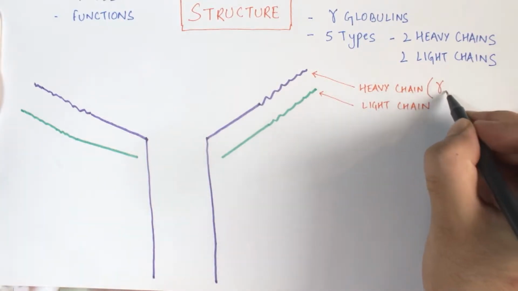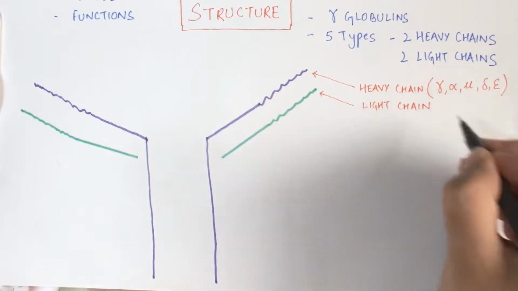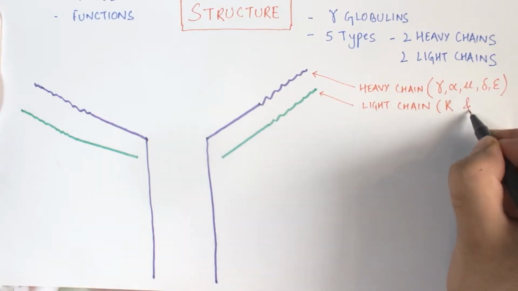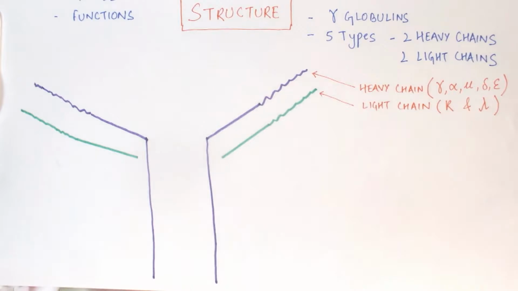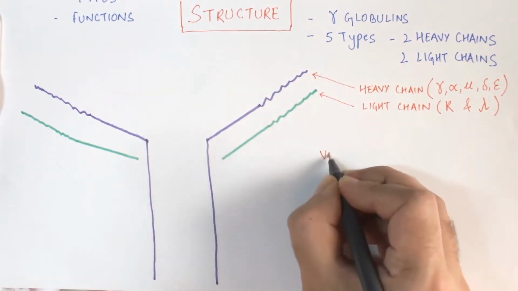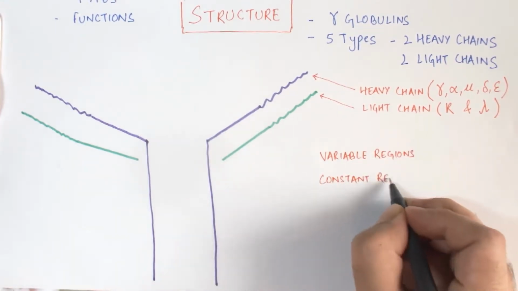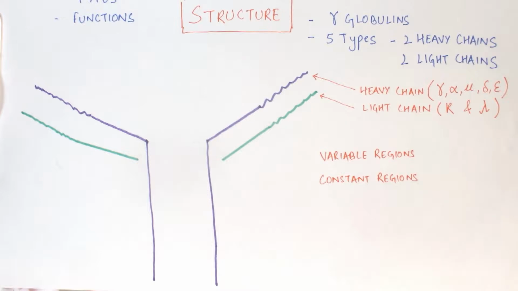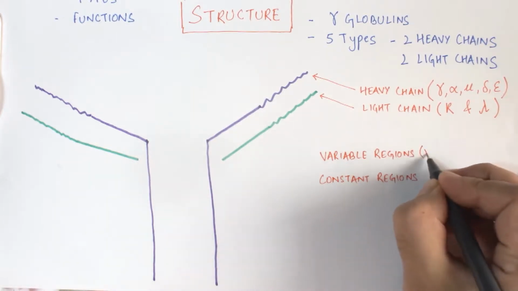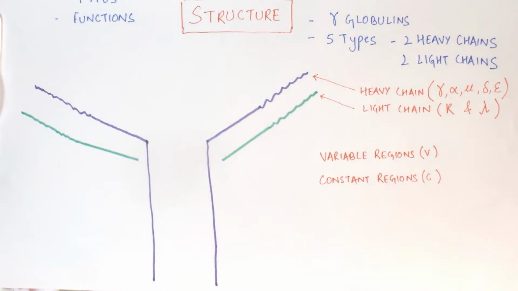The heavy chains are of 5 types, that is gamma, alpha, mu, delta and epsilon, and the light chains are of 2 types, the kappa and the lambda. Now on each heavy and light chain, there are variable regions and there are constant regions. The variable regions are denoted by the letter V, whereas the constant regions are denoted by the letter C.